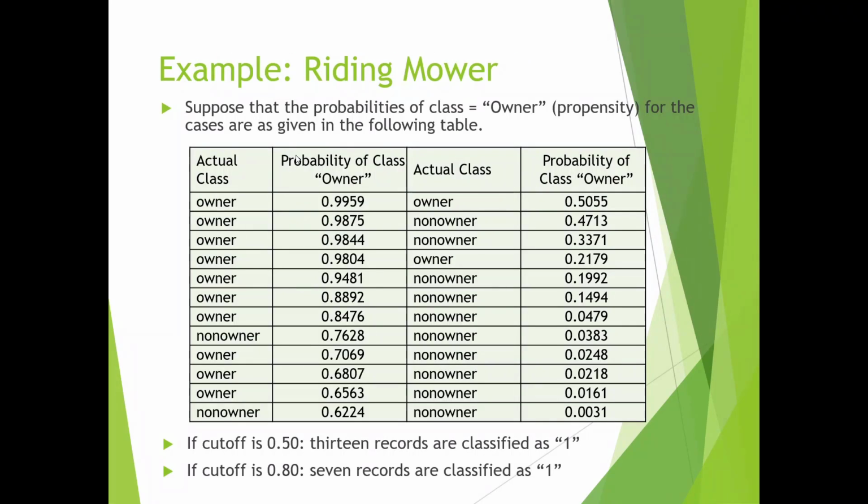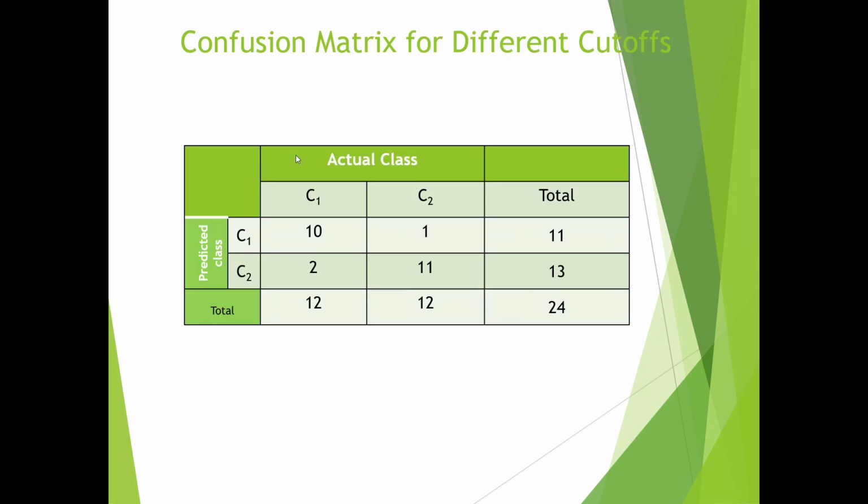here is the example that we're going to work on. We have the actual class, and here are the propensities. We don't know where we got them from, but we have them. Based on 0.5 as our cutoff point, 13 records are classified as 1. If the cutoff point is 0.8, then only 1 is classified. But anyway, let's look at 0.5. When we use 0.5 as the cutoff point, this is what's going to happen.